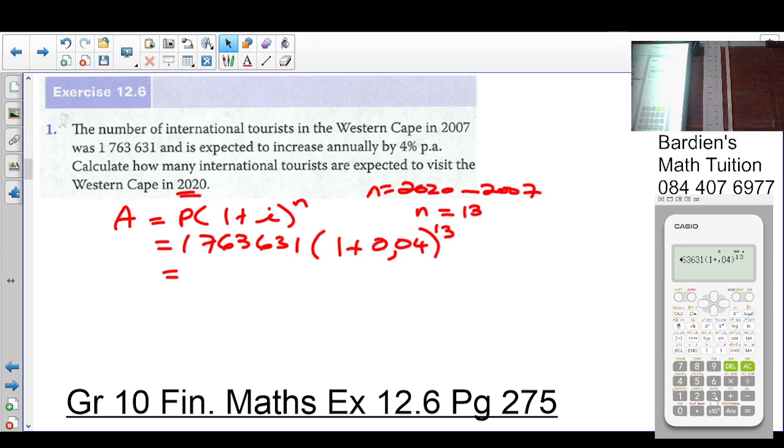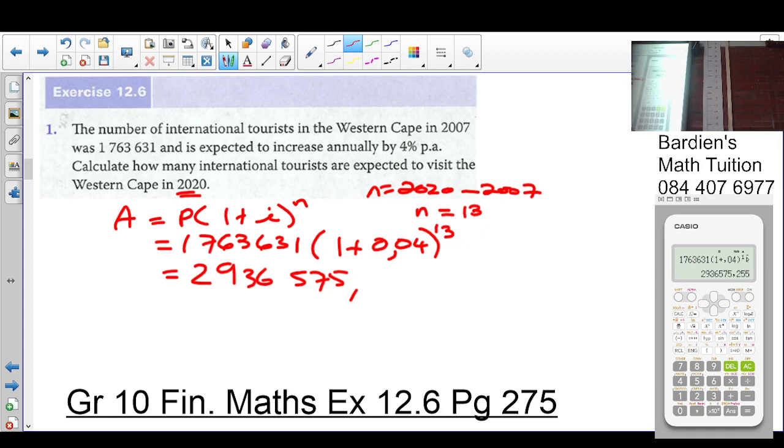Right, what's the answer, people? 2 million? 2,936,575 and 26. So it's approximately 2,936,575, comma 26. Yours is to the nearest person, of course, 2,936,575. Okay. Will you guys understand?